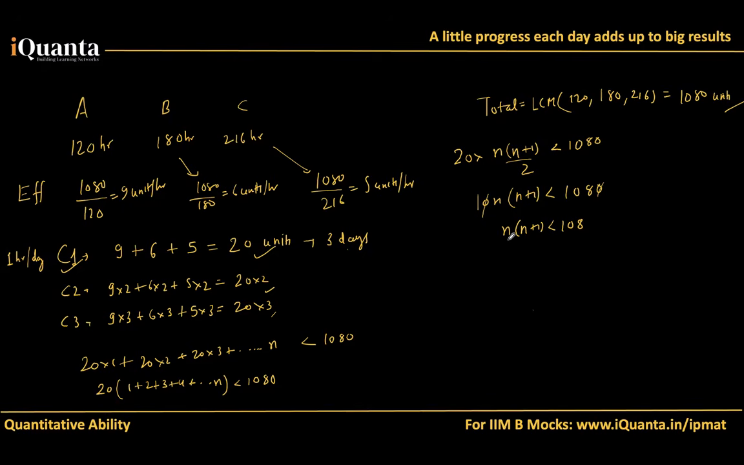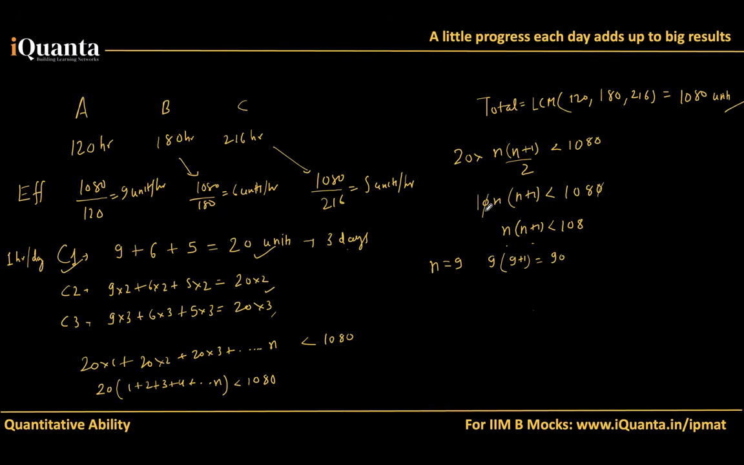So say if I put n equals 10, what do I get? 10 into 11 becomes 110. So we'll take n less than 10, okay? So let n be equal to 9. What do we get? 9 into 9 plus 1. Okay. 9 into 9 plus 1 is 9 into 10, that is 90. Yes or no? That's 90.